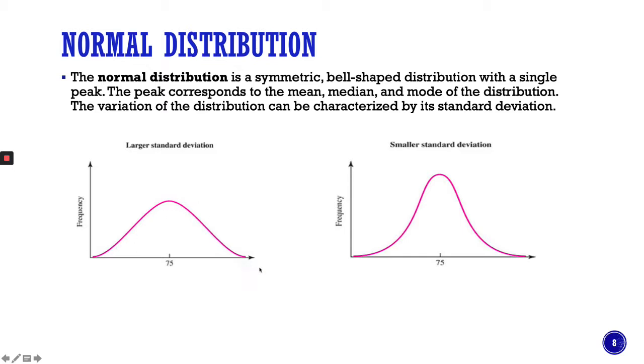Because this is spread out more across here, it's wider, it's going to have a larger standard deviation because more of your data points are stretched out. Where this has a smaller standard deviation, more of your data points are right in the middle. So a lot of them are going to be right here near the mean.